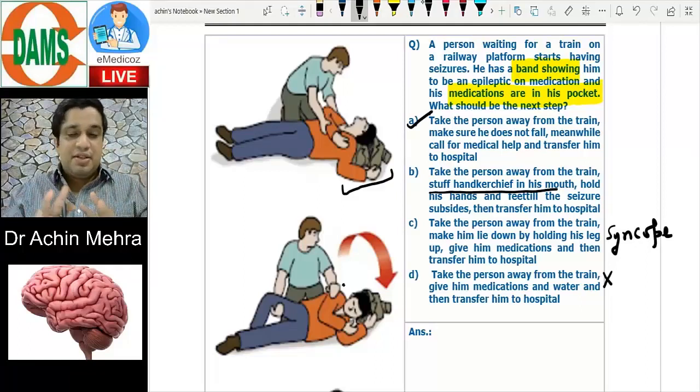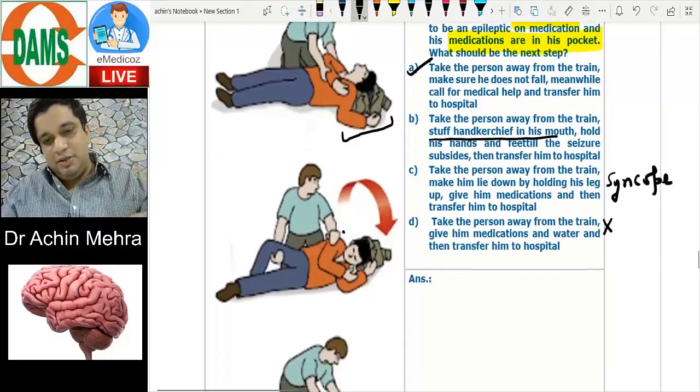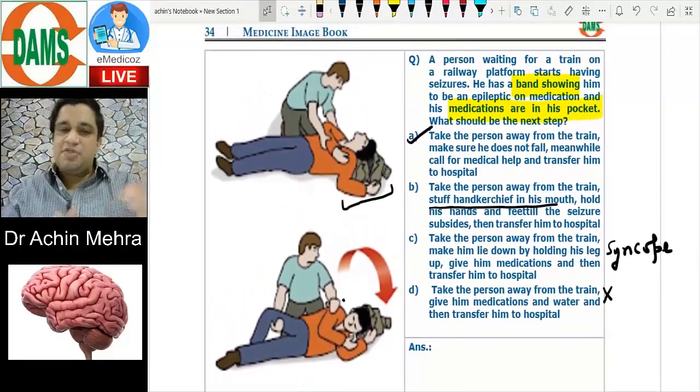Yes, that's the right decision on a railway platform that you can take, right? Call for medical help and transfer him to the hospital, because it might recur. Seizure is very recurrent, and you never know, this patient has missed his medications. So in this setting, it's best to transfer him to the hospital as early as possible.